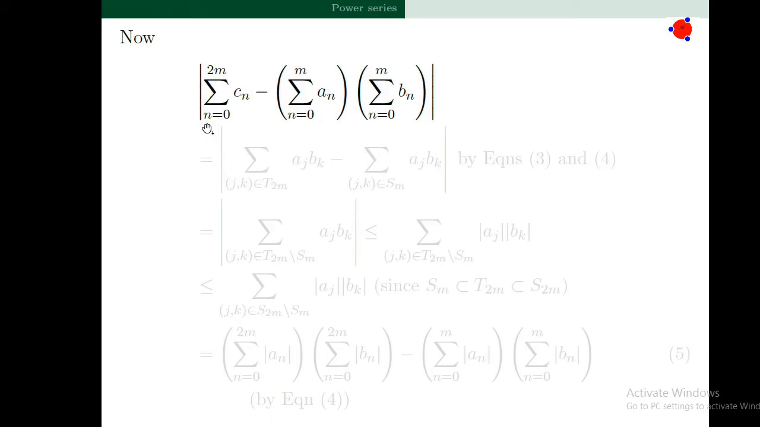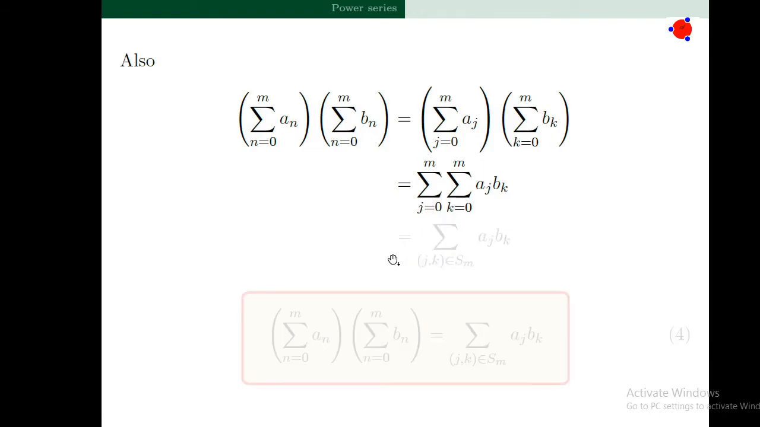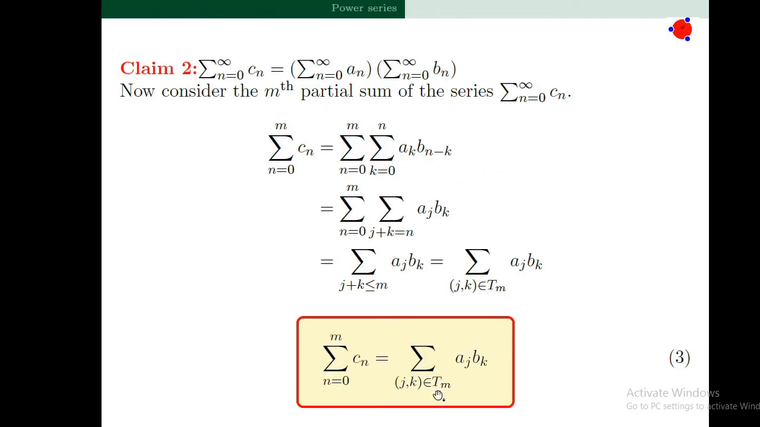Now consider the difference: summation n is equal to 0 to 2m cn minus summation n is equal to 0 to m an into summation n is equal to 0 to m bn. But by equation 3, what is equation 3? Equation 3 is summation n is equal to 0 to m cn is summation aj bk, jk varies over Tm.